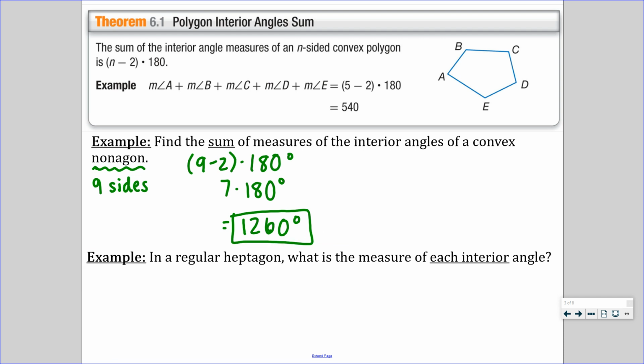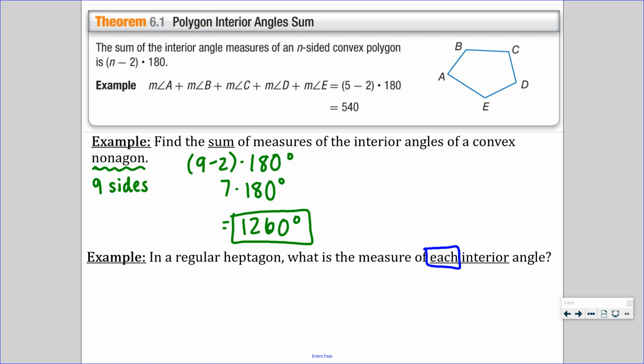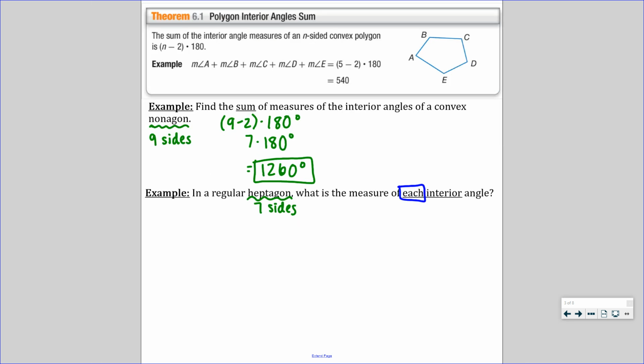Okay. Notice how this problem is a little bit different. It says in a regular heptagon, what is the measure of each interior angle? Now, let's start with some vocab. Heptagon, how many sides? 7. Anybody remember what regular means? All the same sides and angles. Good.